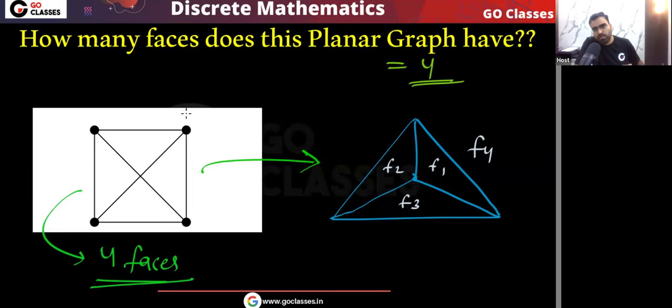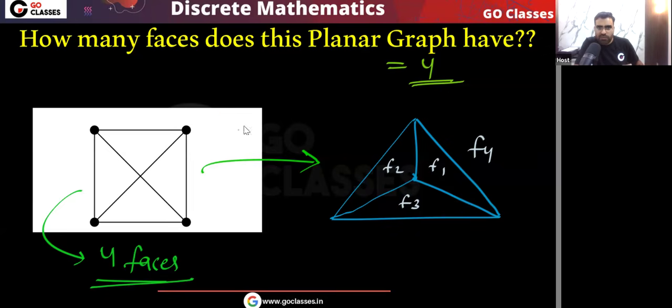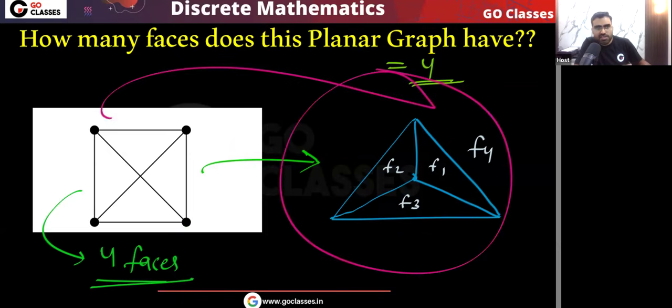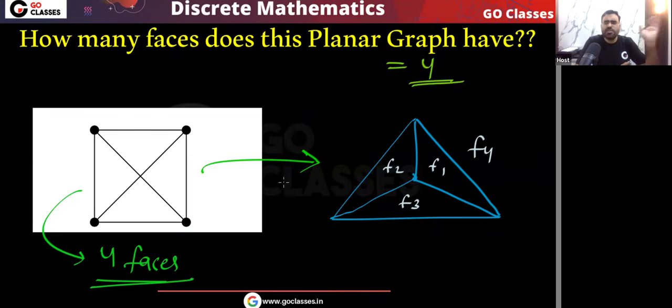Is this point clear? Remember, if I ask how many faces there are, first you convert the graph into a planar representation. There can be many planar representations, but you can consider any of them. You don't have to worry about which one to consider. Then you count the number of faces. You can see the number of faces here is 4.